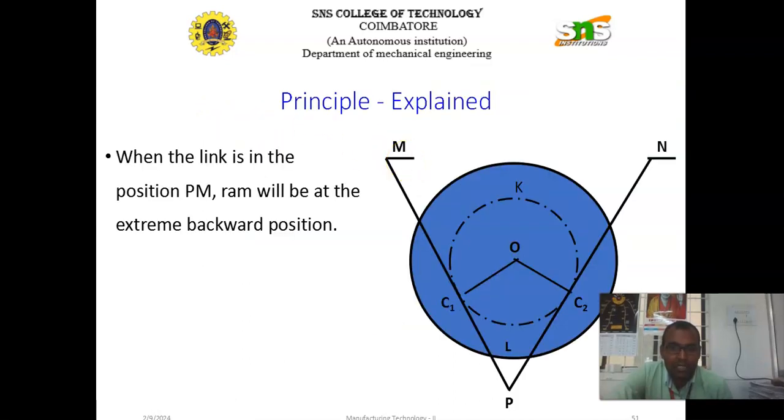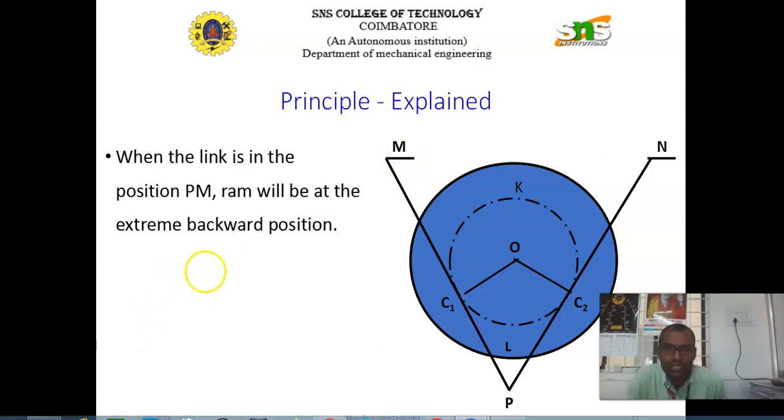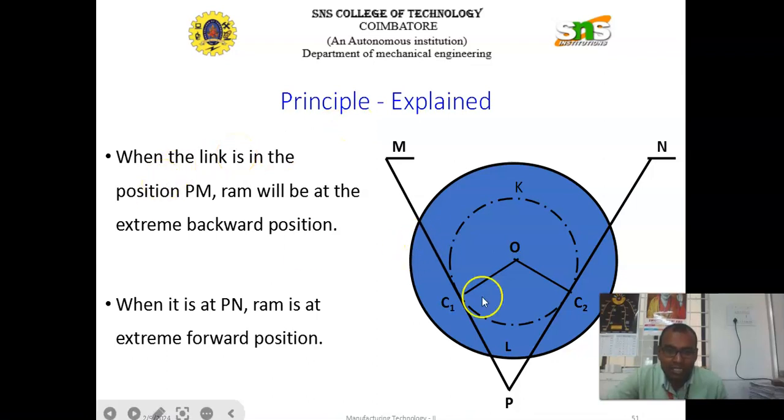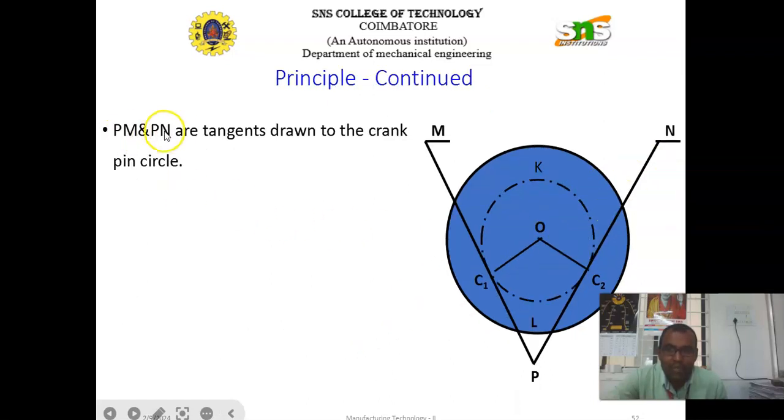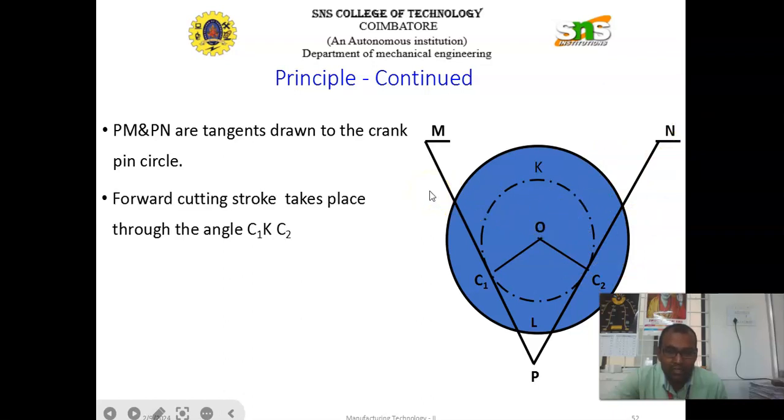Looking at the diagram, let us discuss the principle behind the quick return mechanism. When the link is in the position PM, the ram will be at the extreme backward position, whereas when it is in the position PN, the ram of the shaping machine is at the extreme forward position. PM and PN are tangents drawn to the crank pin circle.